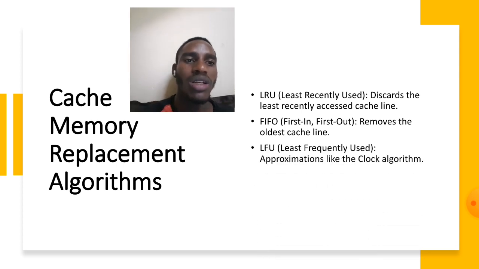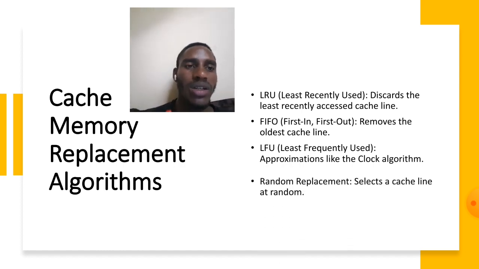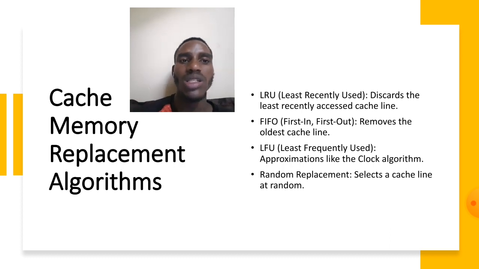Then we have least frequently used. As the name says, the least frequently used item or word will be discarded, and this is done using a counter, which tracks the number of times a specific instruction or word has been accessed by the CPU. The last one is random replacement. This is just as the word says: random, anything can go in, anything can go out. It is also catastrophic, just like FIFO, because it increases latency for the same reason.